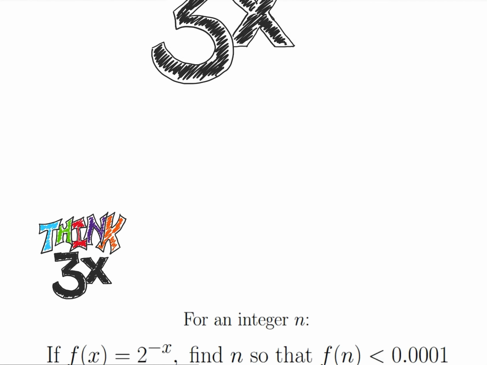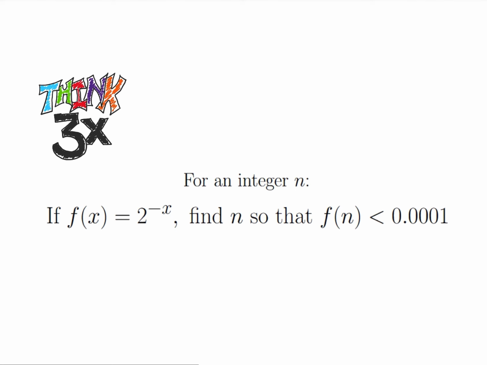We're going to go ahead and solve a problem here. So let's look at this problem. If we have f of x is equal to 2 to the negative x, find n so that f of n is less than 0.0001. If you want to give this a shot, go ahead and attempt your solution. Otherwise, we're going to jump straight into my solution here.